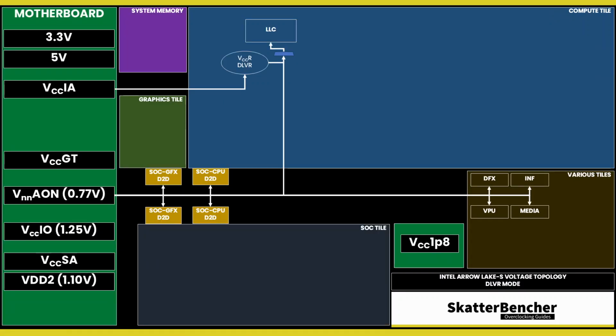The external 0.77 volt VNN AON voltage rail powers several internal voltages, including the D2D interfaces. The VNN AON voltage is pretty important for Arrow Lake CPUs as it is part of the voltage multiplexer for many IP blocks, including the cores and ring, typically serving as the floor voltage in power saving scenarios.